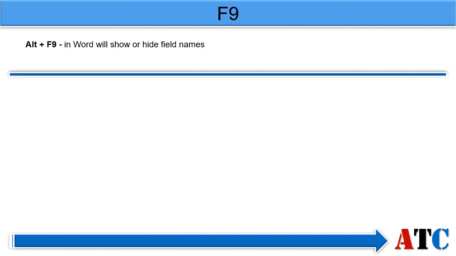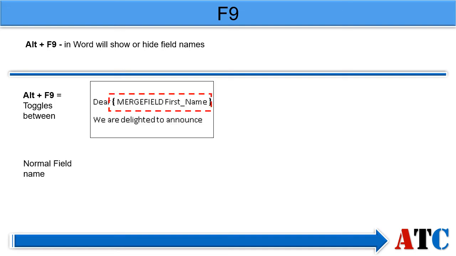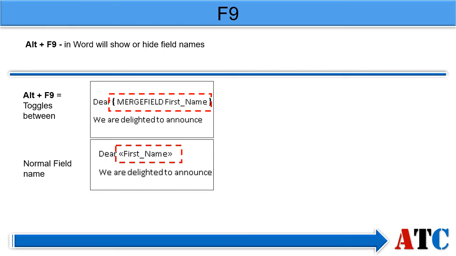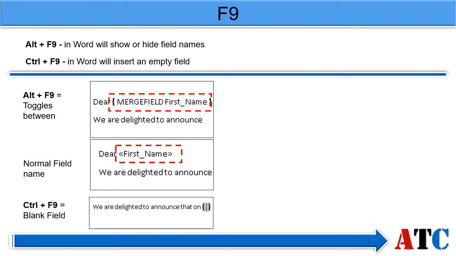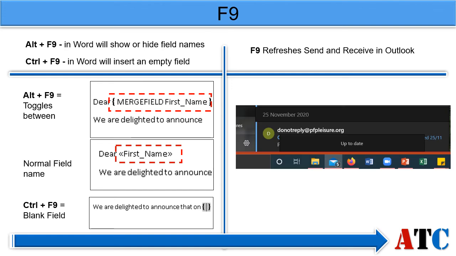Pressing Alt plus F9 while in Word will show or hide the field names. This is particularly useful if you are mail merging. Pressing Ctrl plus F9 will insert an empty field. Pressing F9 while in Outlook will refresh the send and receive.